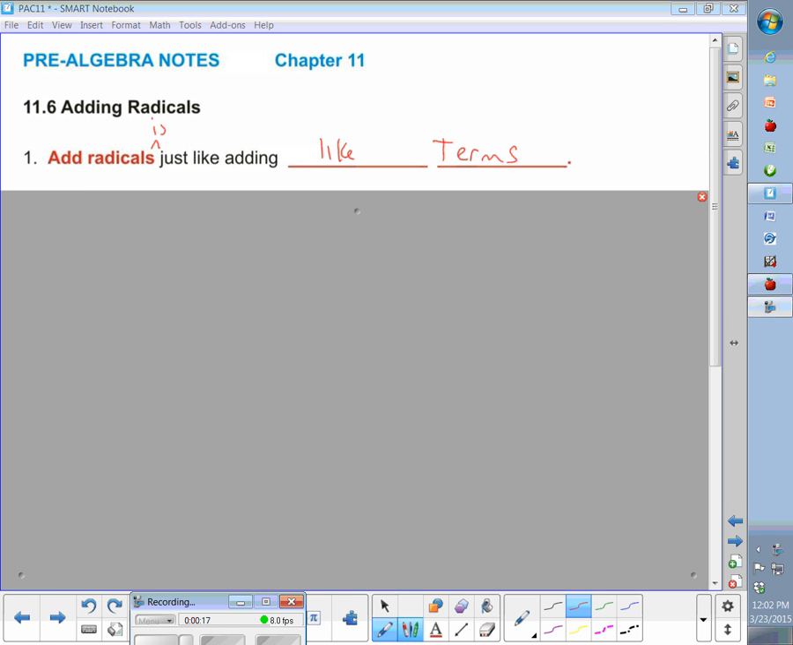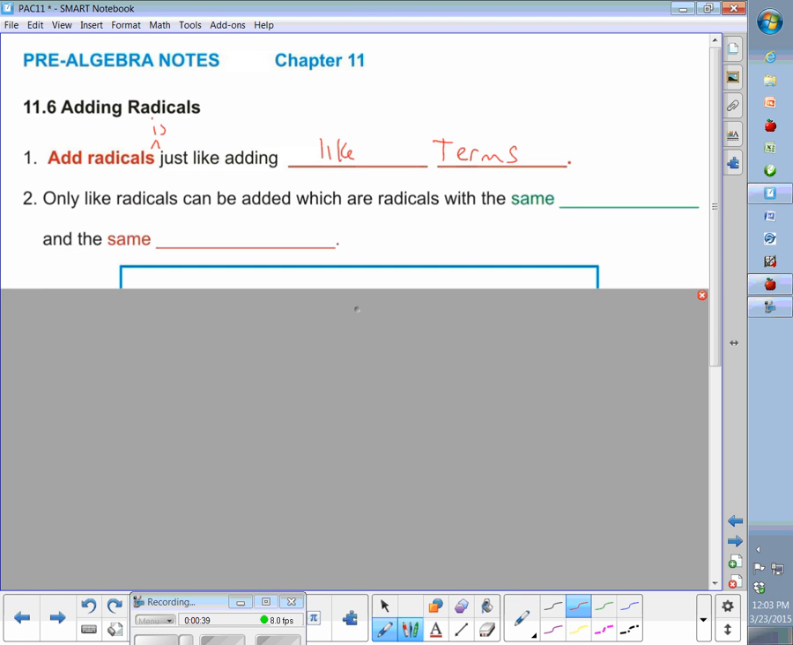All right. So anyhow, adding radicals is just like adding like terms. So can we add 5x plus 3x? And the answer is yes. 5 of them plus 3 of them is 8 of them, 8x, right? That's the same concept as adding radicals. Exact same concept. So let's take a look at number 2.